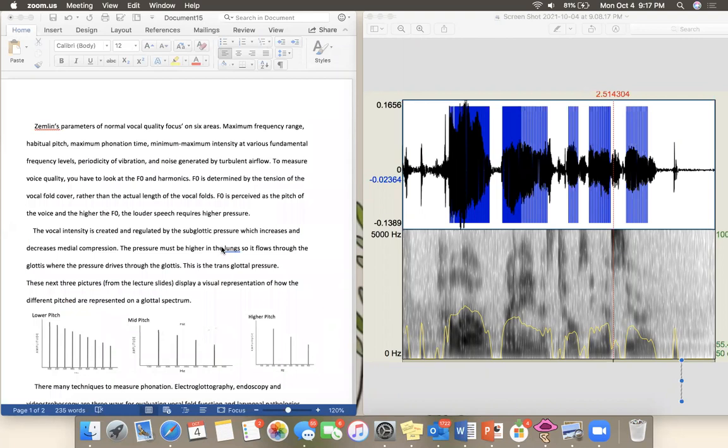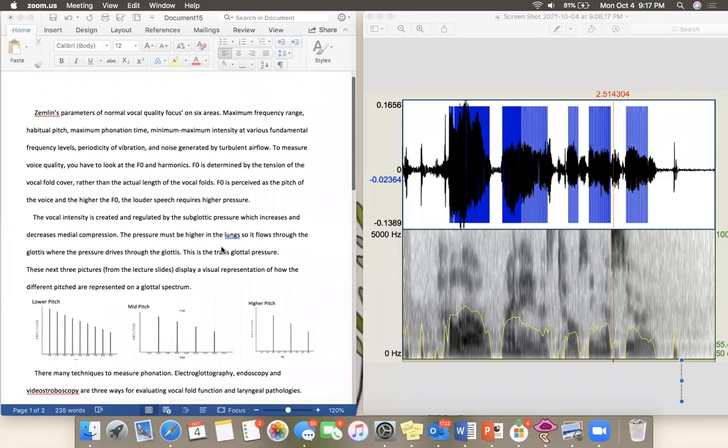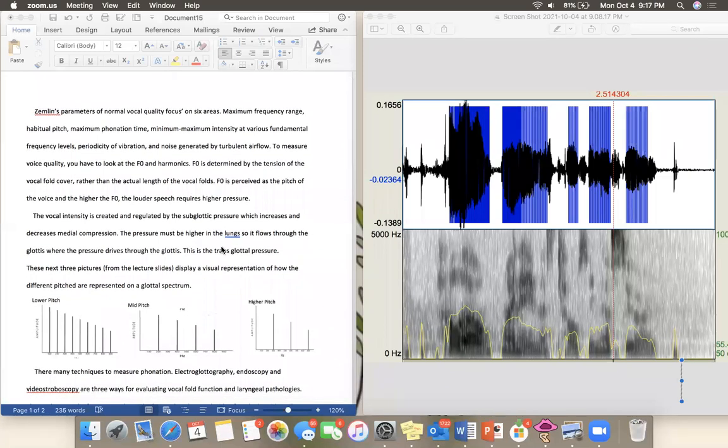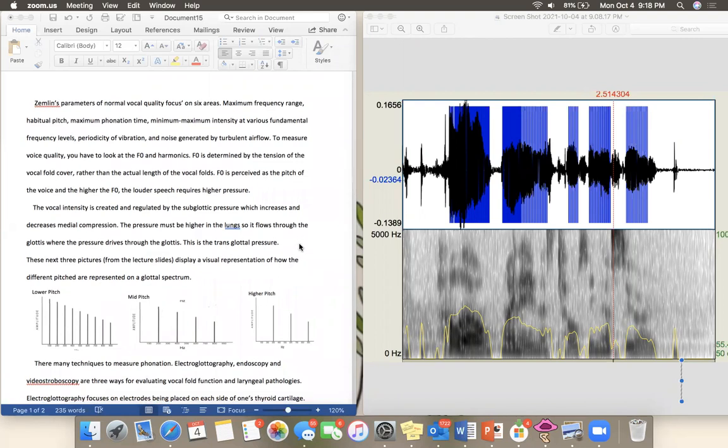Alright, so Zemlin's parameters of normal vocal quality focus on 6 areas: maximum frequency range, habitual pitch, maximum phonation time, minimum and maximum intensity at various fundamental frequency levels, periodicity of vibration, and noise generated by turbulent airflow. So in order to measure the voice quality, you have to look at the F0 and harmonics.